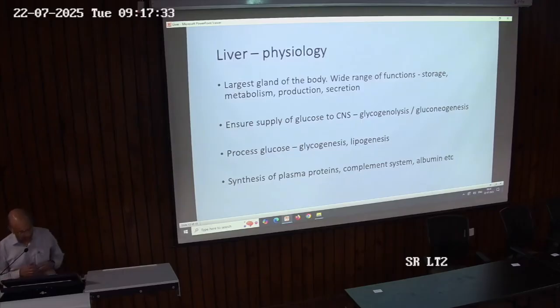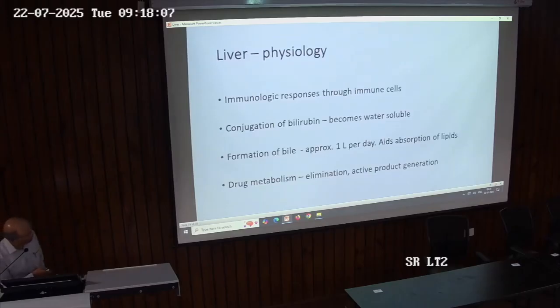In a normal person, the liver helps to convert excess glucose into glycogen and store it. Once the capacity of glycogen is exceeded, it is converted to adipose tissue and stored as fat. The liver also synthesizes various plasma proteins, components of the complement system, albumin, etc. So various functions, we'll quickly go through them.